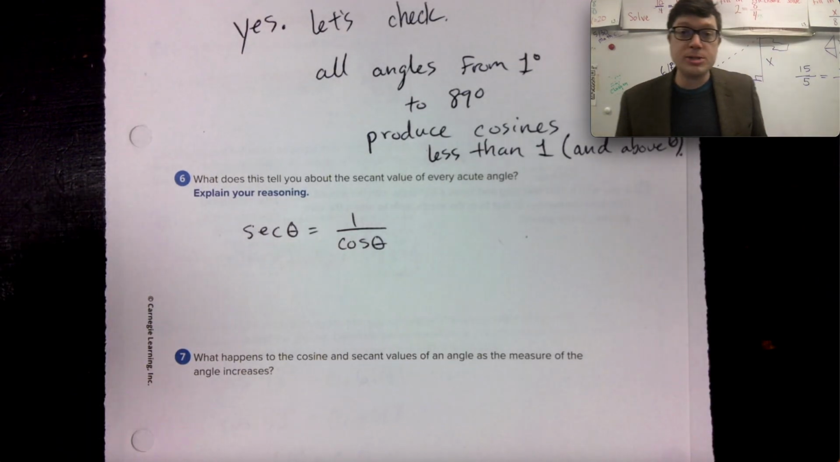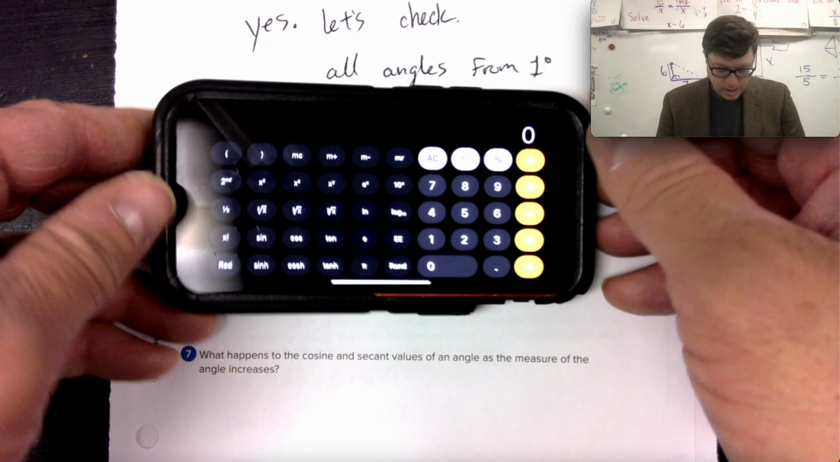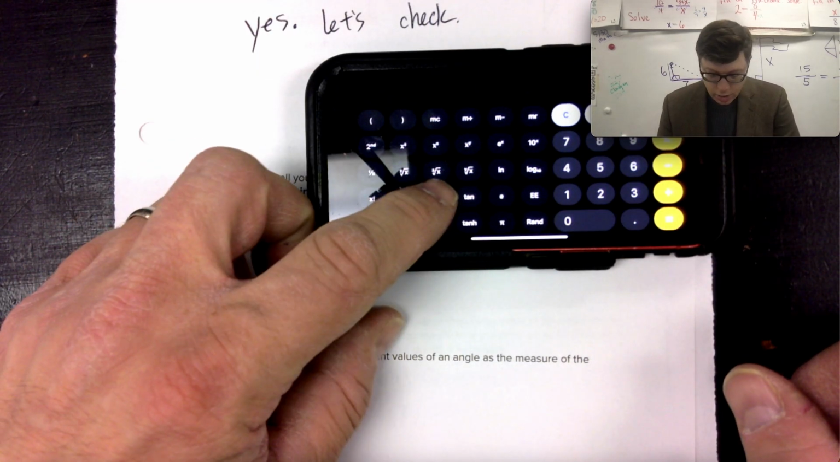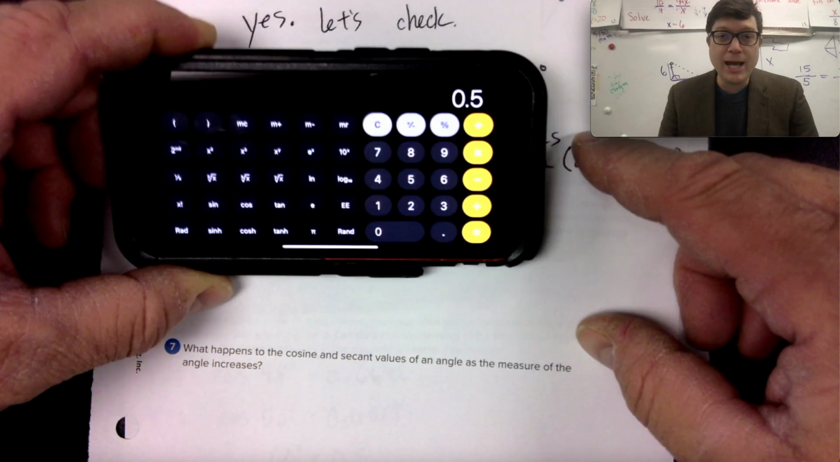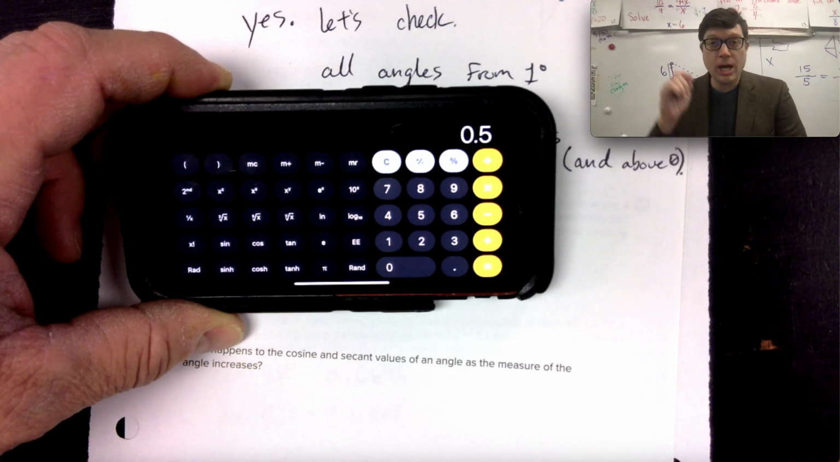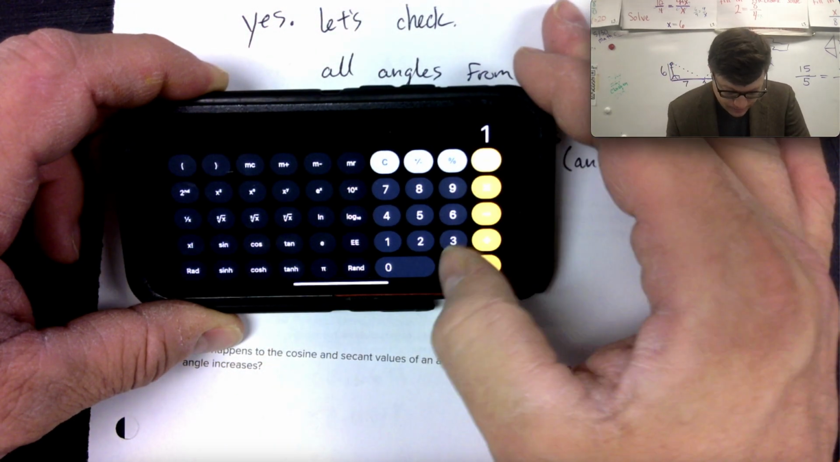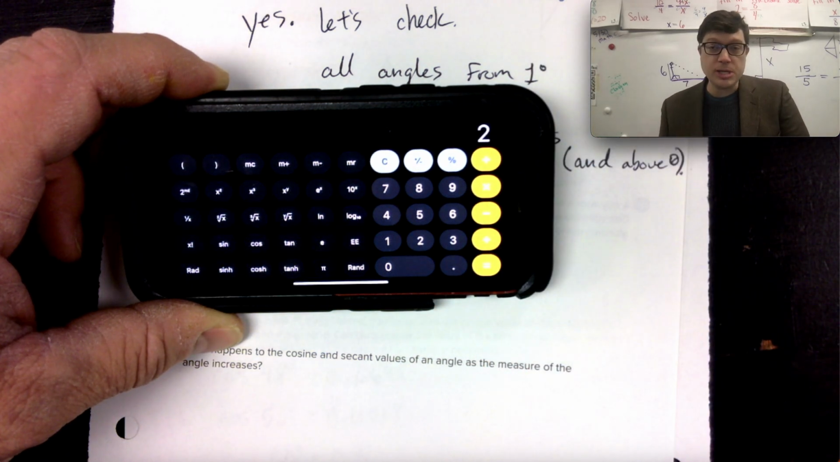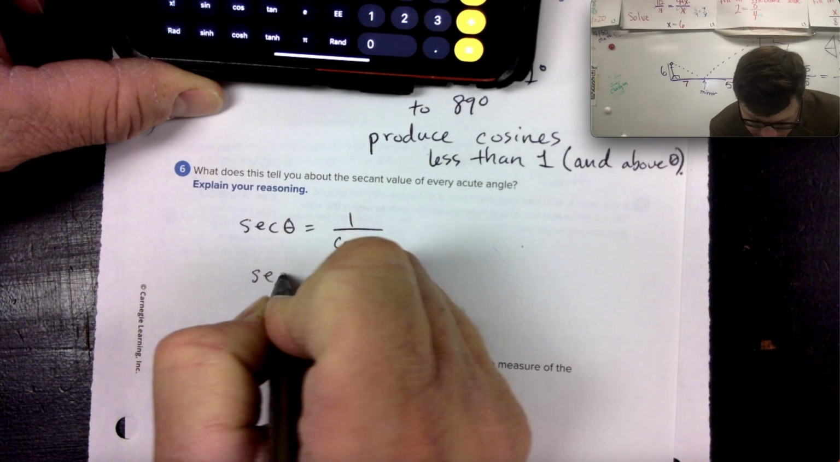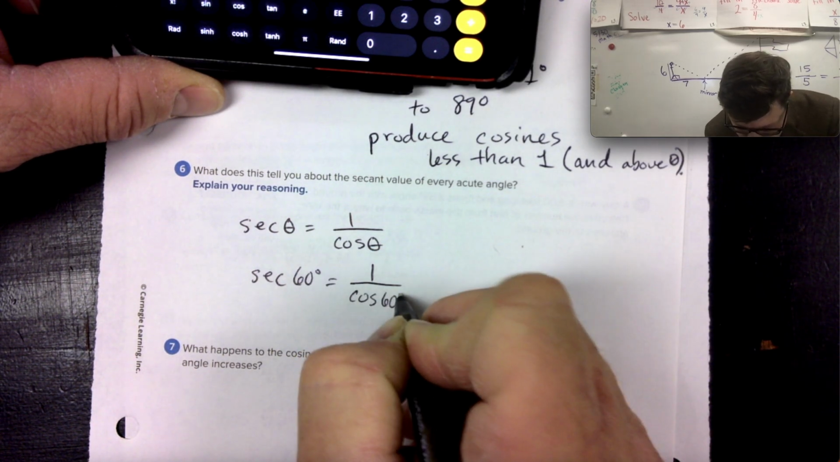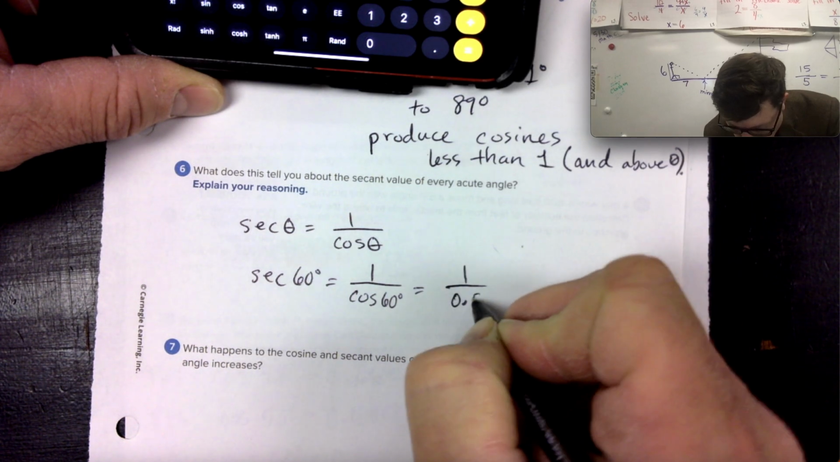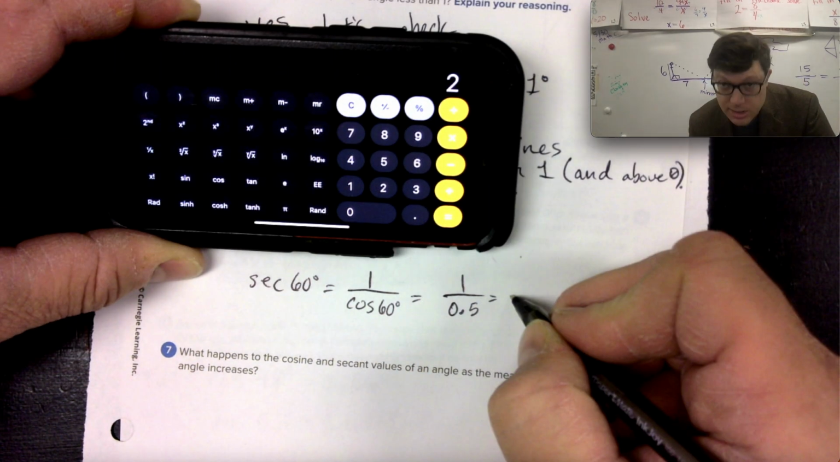So let's go back to cosine of 60. Phone, turn it sideways. I need to know the cosine of 60 first. So 60 degrees cosine gives that decimal of 0.5. The way to get the secant is to do 1 divided by 0.5, that's 1 divided by cosine 60. So secant 60 degrees is 1 divided by cosine 60 degrees, aka 1 divided by 0.5, and we get an answer of 2.